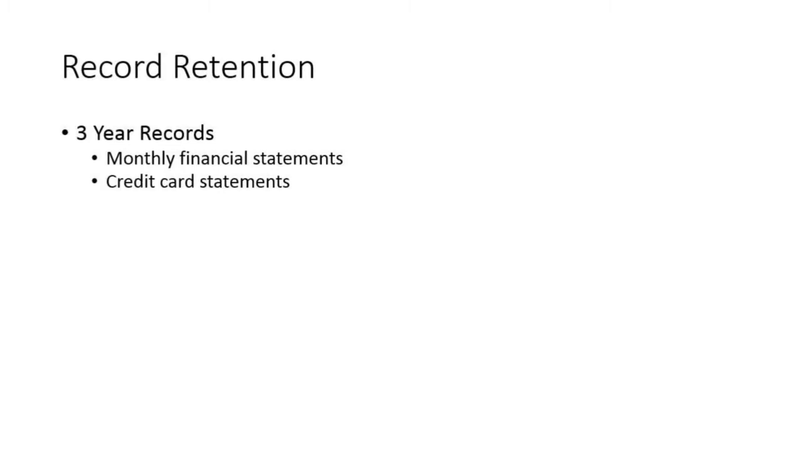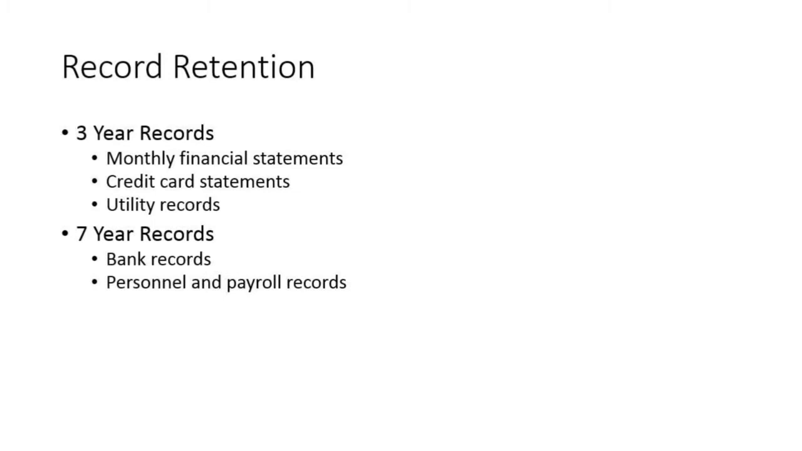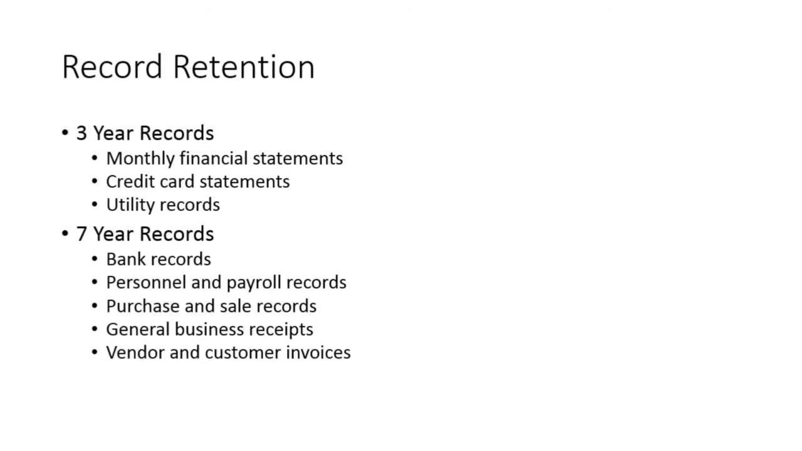Next, I want to share just a little bit about record retention. For the first 3 years, you should have monthly financial statements that you prepare, especially if you don't have accounting software that's keeping track of this and making sure you have backups. You should have credit card statements and utility records. And then over 7 years, you want to make sure you keep your bank records, personnel and payroll records, purchase and sale records, general business receipts, vendor and customer invoices, and mortgage loans and lease agreements.